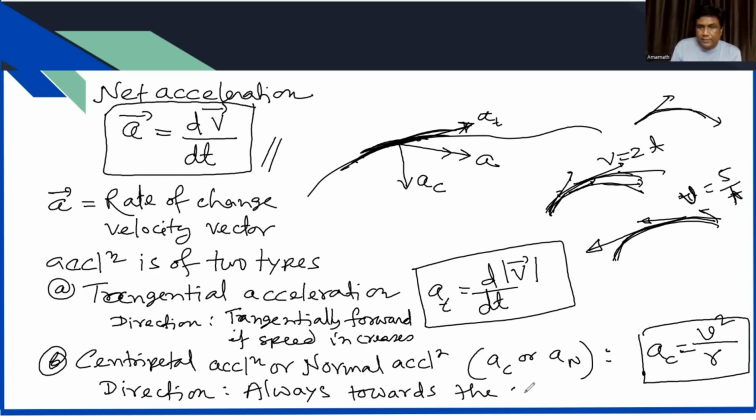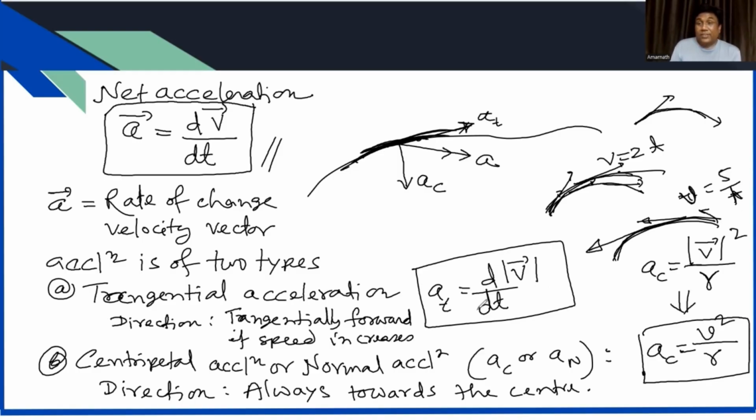Remember, we have got three formulae till now. Velocity differentiation gives net acceleration. Magnitude of velocity differentiation gives tangential acceleration. And speed square by radius is centripetal acceleration. That can also be written like this: speed is nothing but magnitude, so it is the magnitude of velocity square by r. Both are the same only.